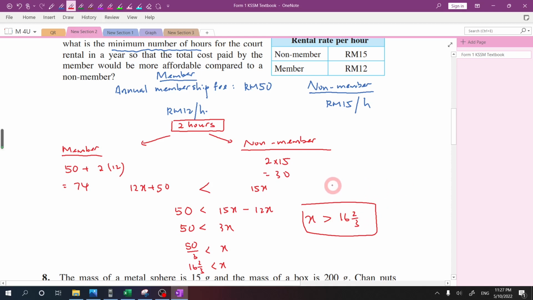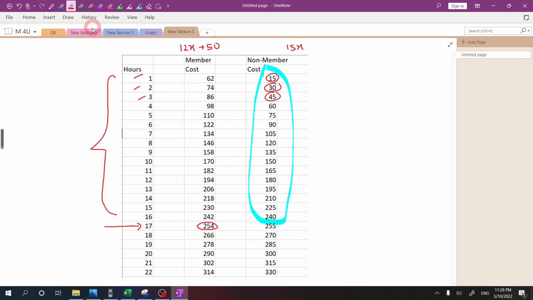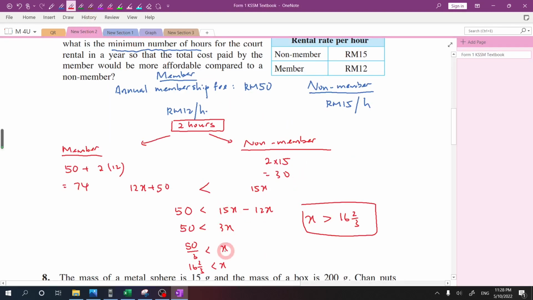So the minimum number of hours will be 17, right? You will notice that if we calculate this way, we can get the answer faster. The minimum number of hours is equal to 17 hours. x is greater than 16 and 2 over 3, so the next integer will be 17.